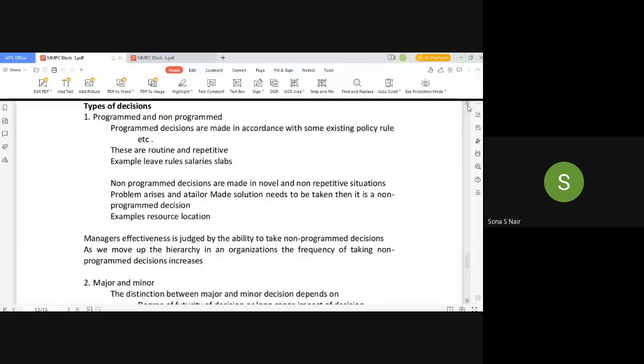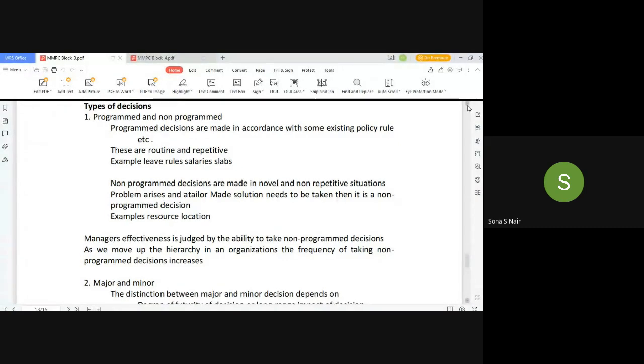Obviously, programmed decisions, since they're already there in the system, are not as important. A manager's effectiveness is judged by the ability to make non-programmed decisions. And as we move up the hierarchy in an organization, the frequency of taking non-programmed decisions increases. As we move downwards in the organization, obviously, they have to take more programmed decisions.